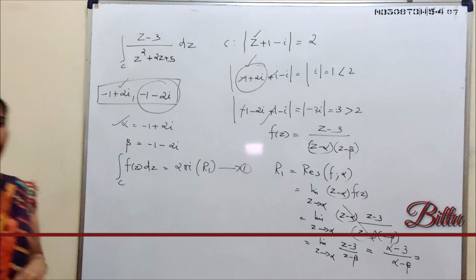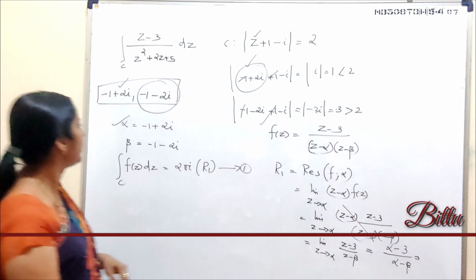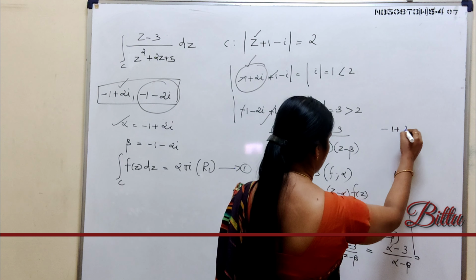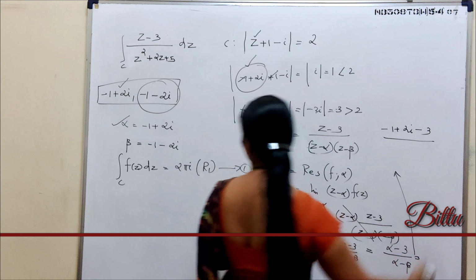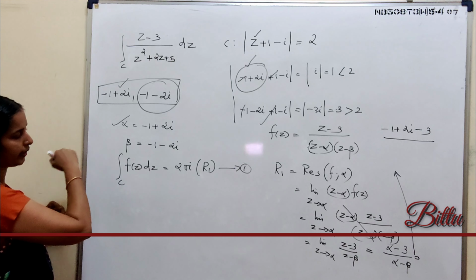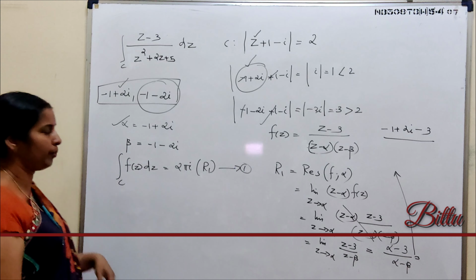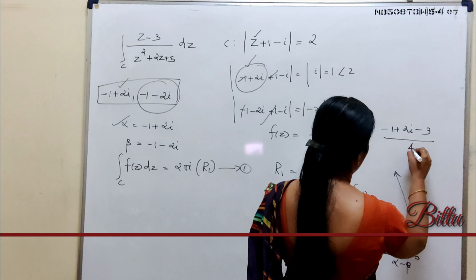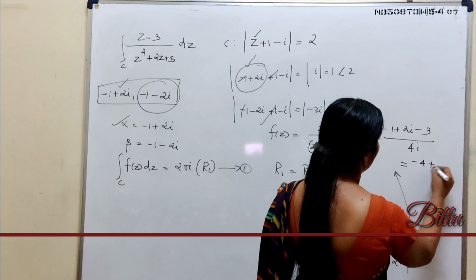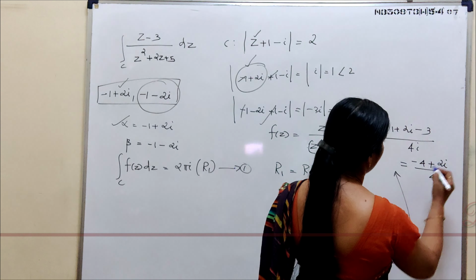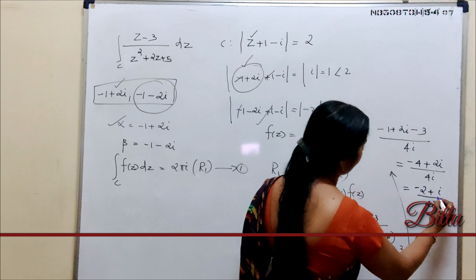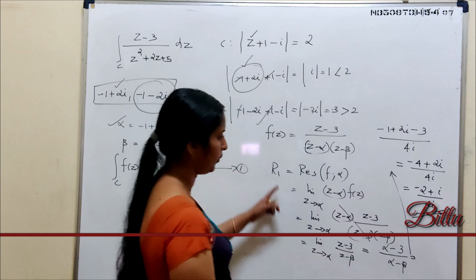Next you have to put the value for alpha. What is alpha? Alpha is minus 1 plus 2i, so minus 1 plus 2i minus 3 divided by alpha minus beta. In alpha minus beta, the minus 1 terms cancel each other and ultimately it becomes 4i. Alpha minus beta is 4i. So it is minus 4 plus 2i by 4i, that is minus 2 plus i by 2i. See, this is our R1.